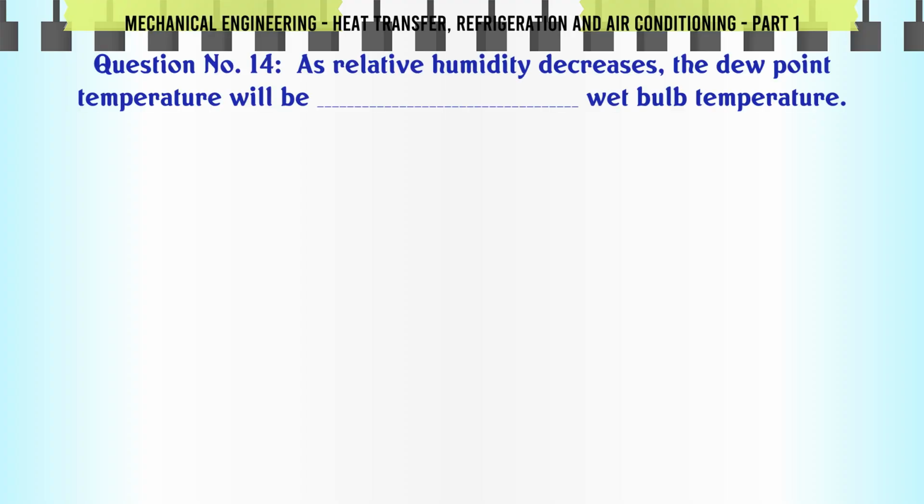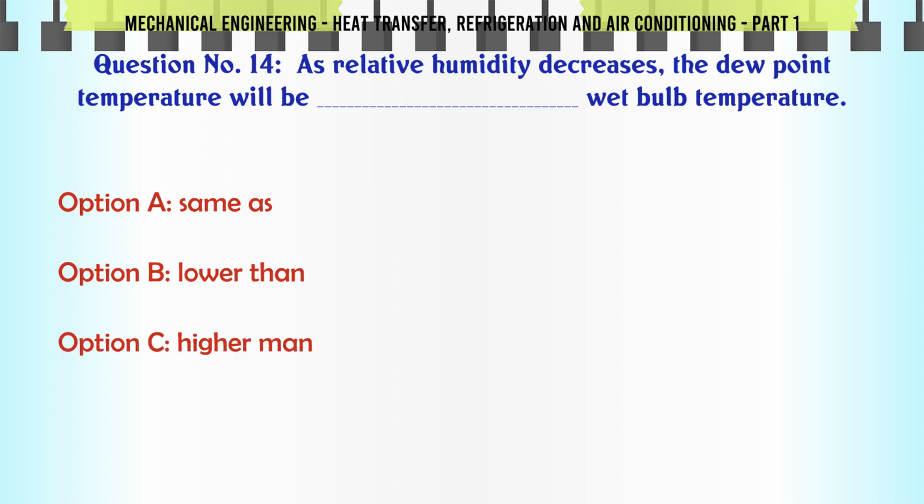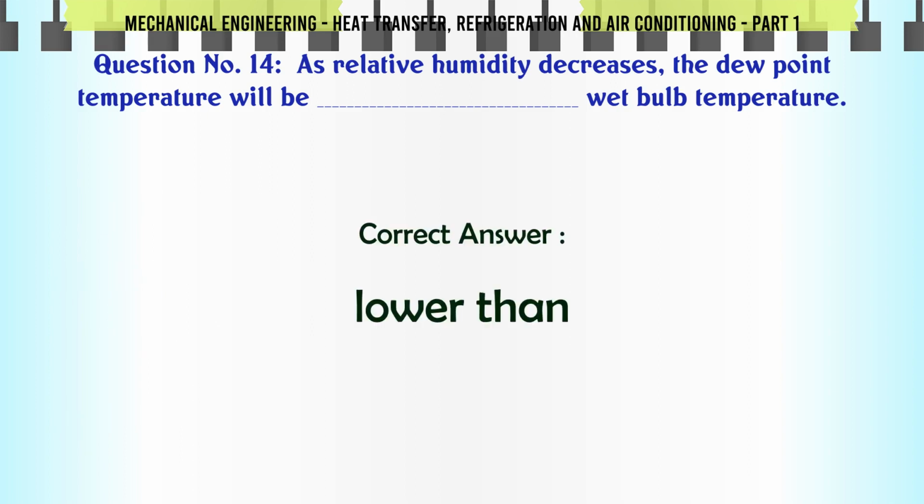As relative humidity decreases, the dew point temperature will be wet bulb temperature. A. Same as, B. Lower than, C. Higher than, D. The correct answer is lower than.